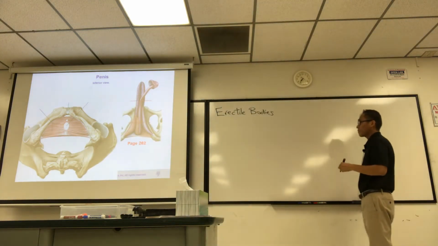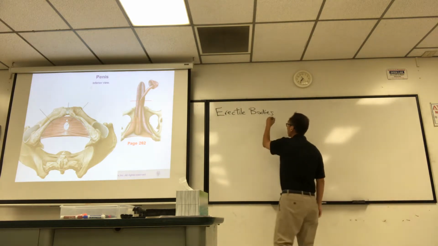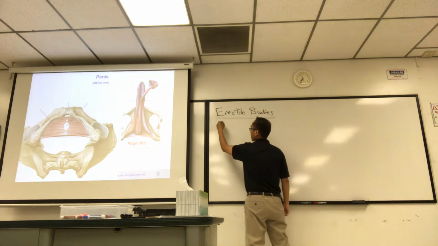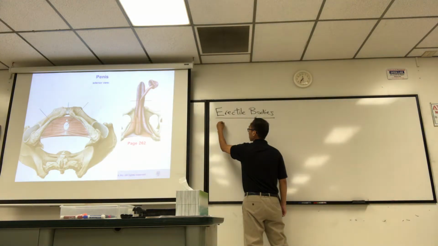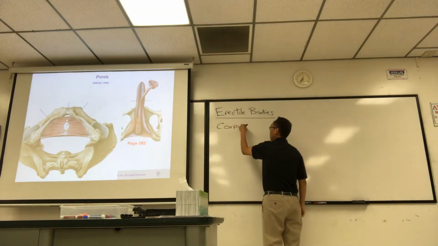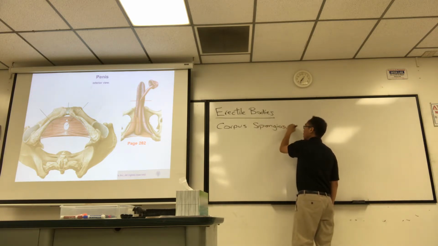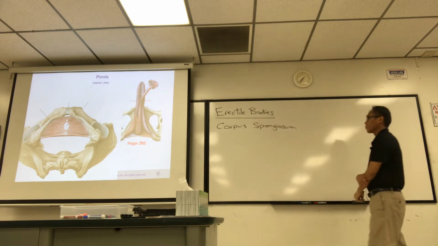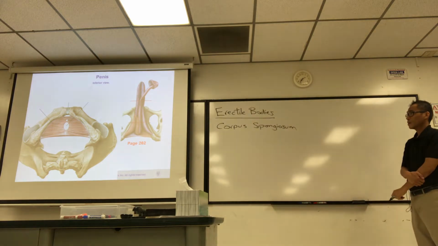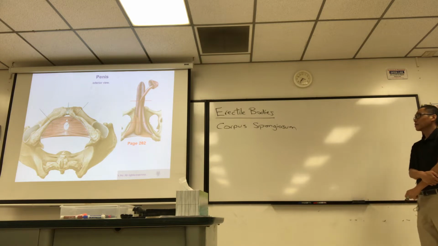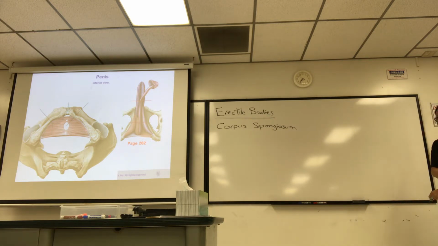All right, this is where we left off. So I want to teach these two erectile bodies. If you look at the pictures, the picture on the left is where we left off. That's the UG diaphragm. And the picture on the right with the penis shows you how the penis is basically attached to the pelvis and it's on the UG diaphragm.